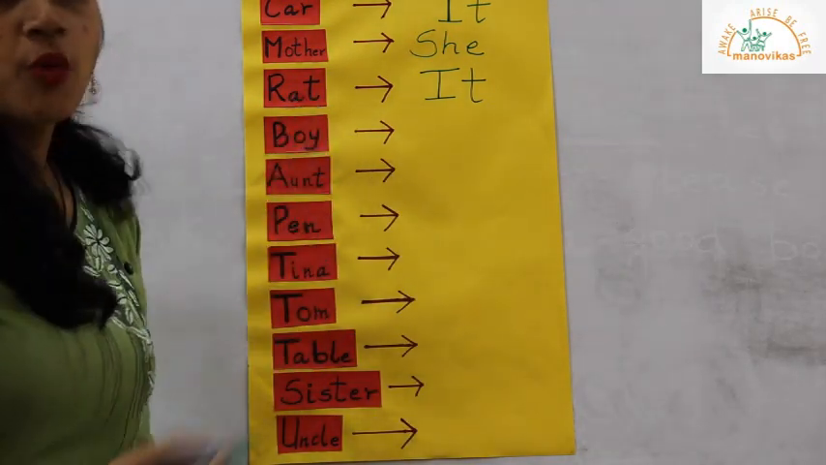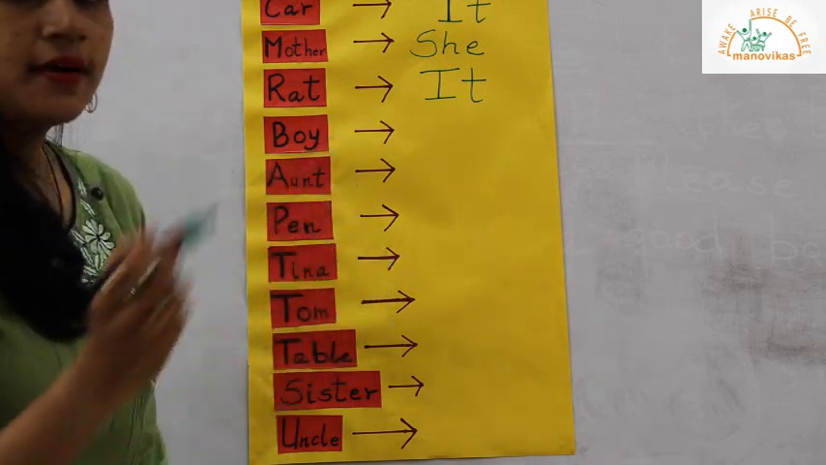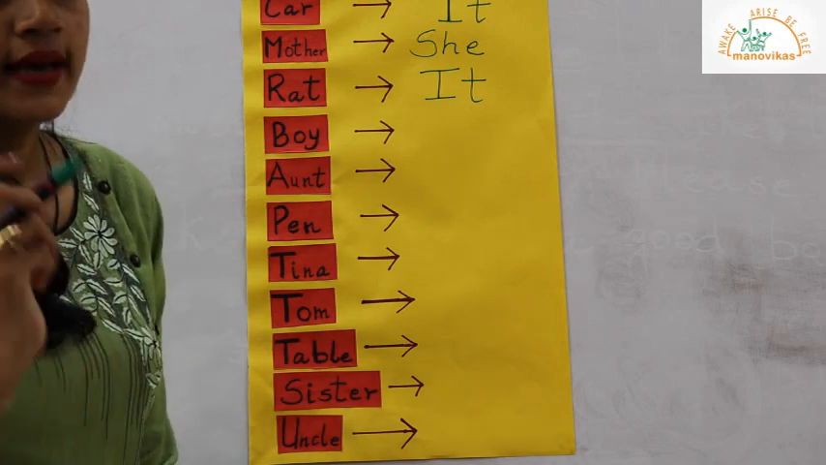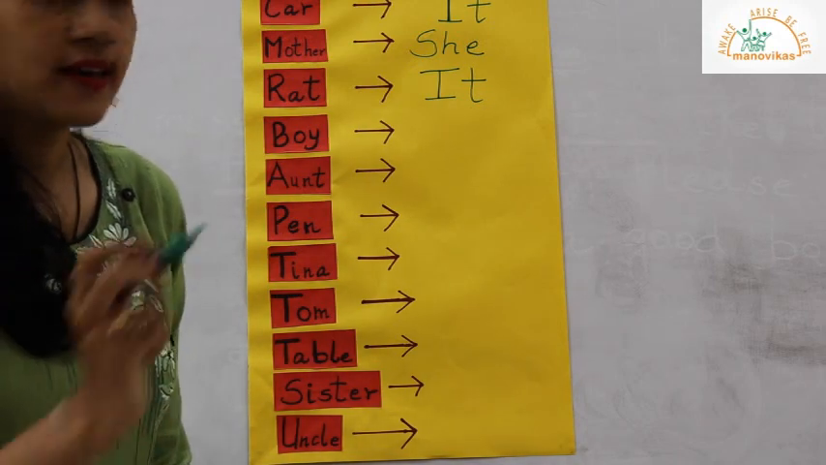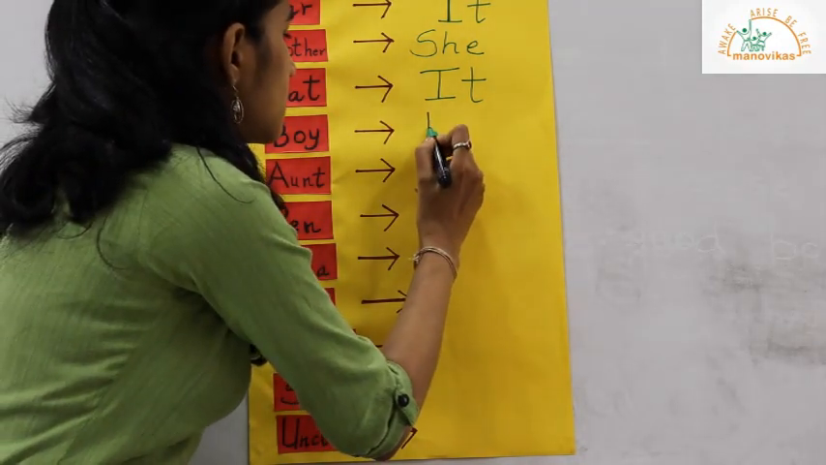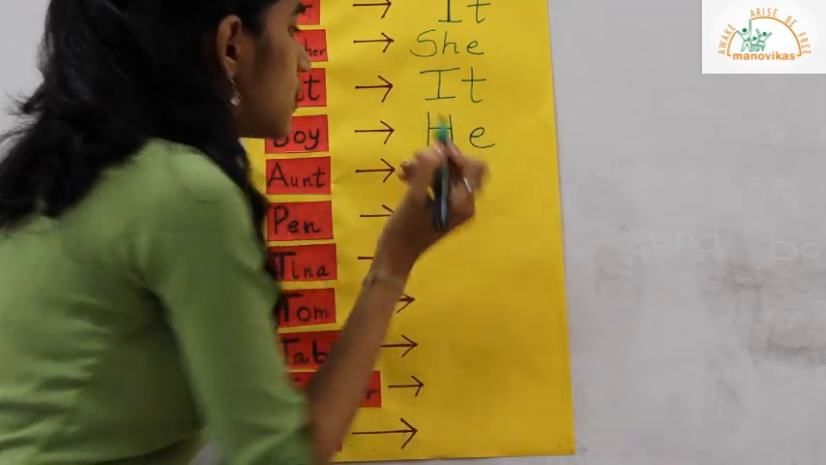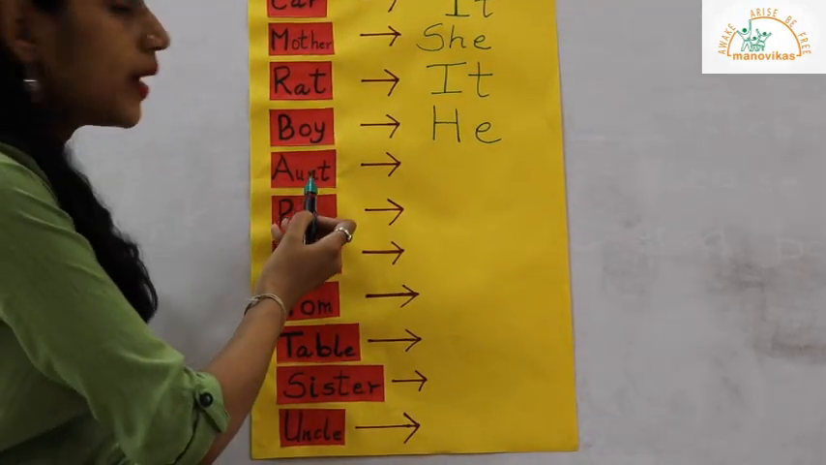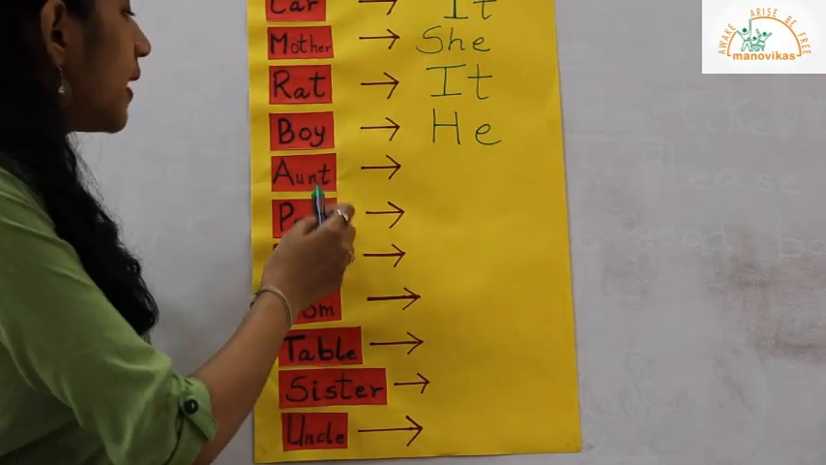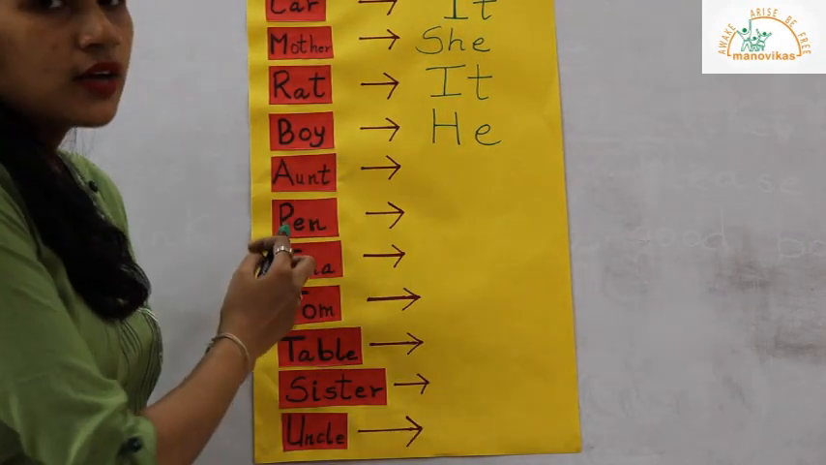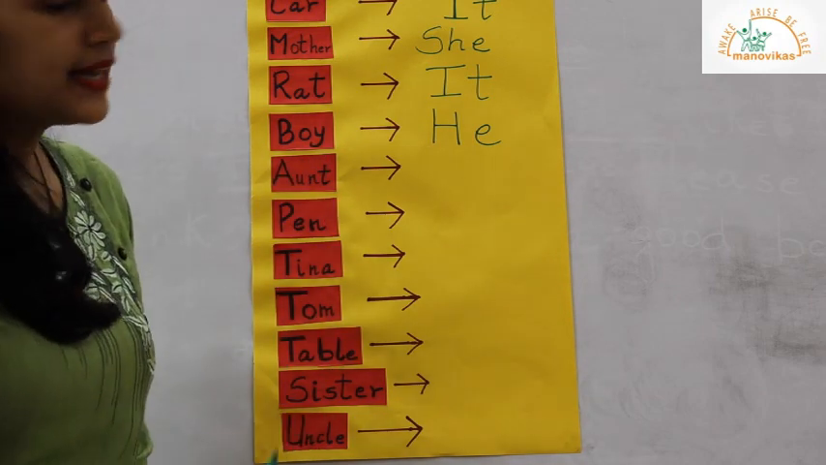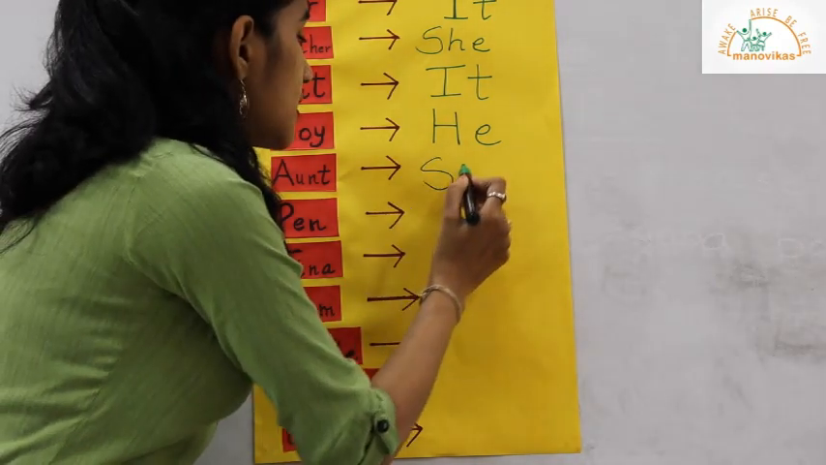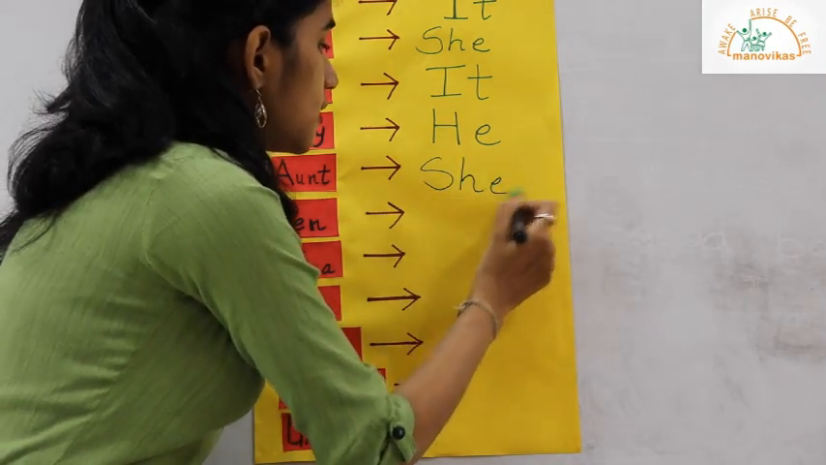B-O-Y, boy. Which is the pronoun we use for boys? Right, we use he. He. Next, aunt. Aunt is a woman or a lady. That means we are going to use the pronoun she. S-H-E. She.